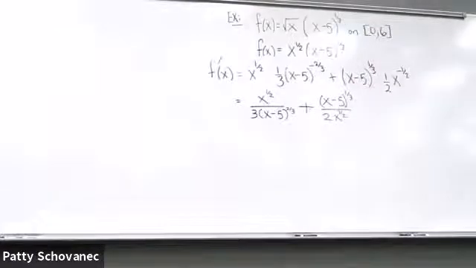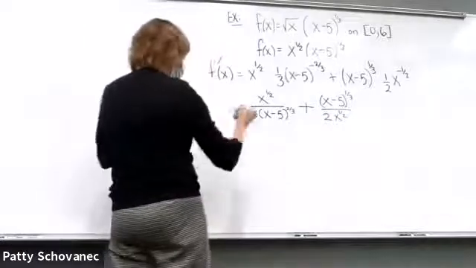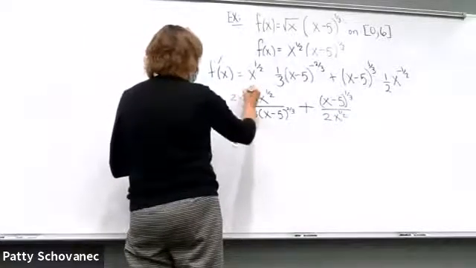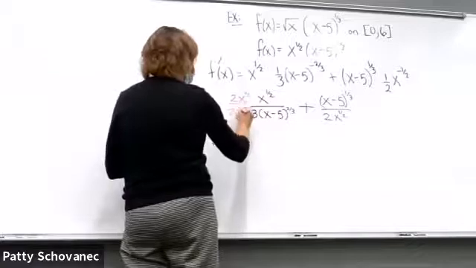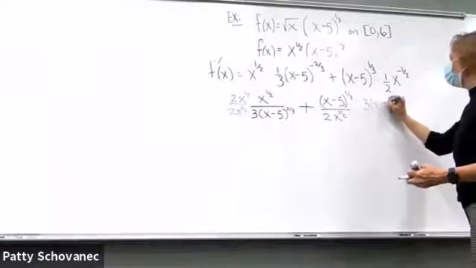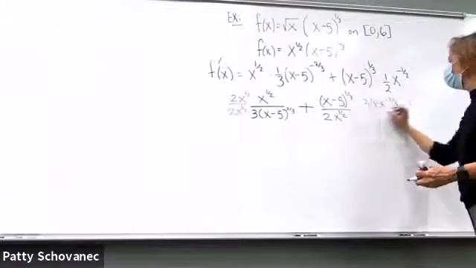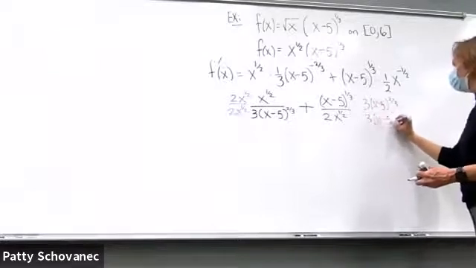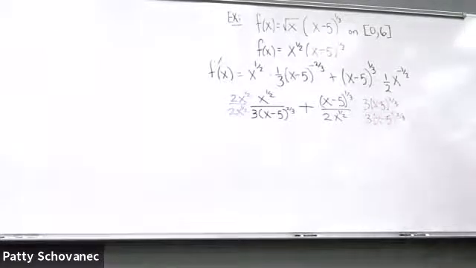Let's see if I got a red one here. Red, purple or blue, let's see if one of these works. Over here, I got to multiply this fraction by 2x to the 1/2 over 2x to the 1/2. I'm going to multiply this fraction by 3 times x minus 5 to the 2/3 over itself. And now they have the common denominator of 6 times x to the 1/2 times x minus 5 to the 2/3.